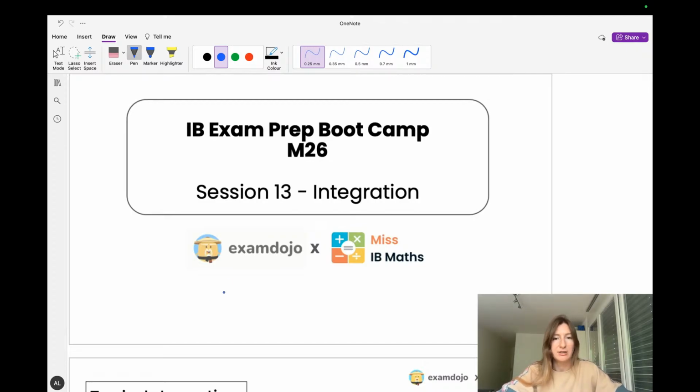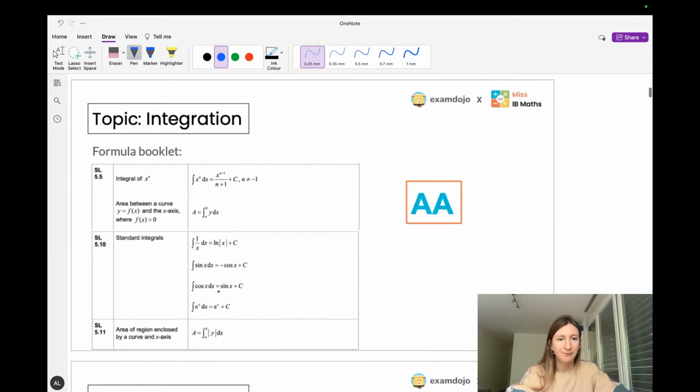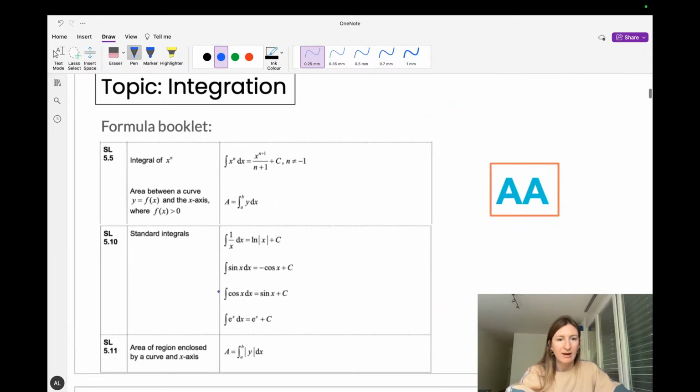This session will be on integration. So this is relevant for both AA and AI courses. But for AI SL, whenever we do the integration in AA, you'll often have to do it yourself manually. But for AI SL and HL, you can just use a calculator to do those integrations. So when it comes to that, I will tell you where the courses separate, but this is relevant for all courses. So let's have a look at what we have in our formula booklet.